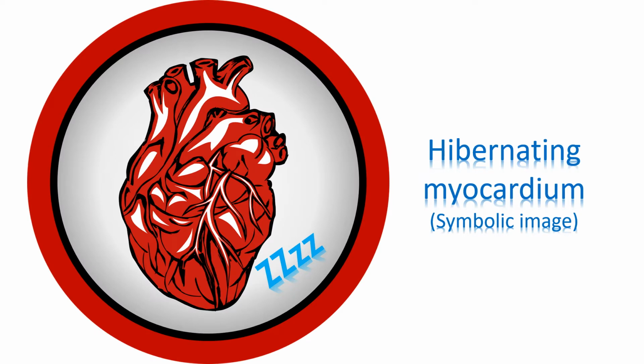In hibernating myocardium, the heart muscle has minimized its function due to chronic ischemia. The contractions of hibernating myocardium will improve either partially or completely once the blood supply is restored. This is in contrast to a scarred myocardium, which will not recover function even if the blood supply is restored.